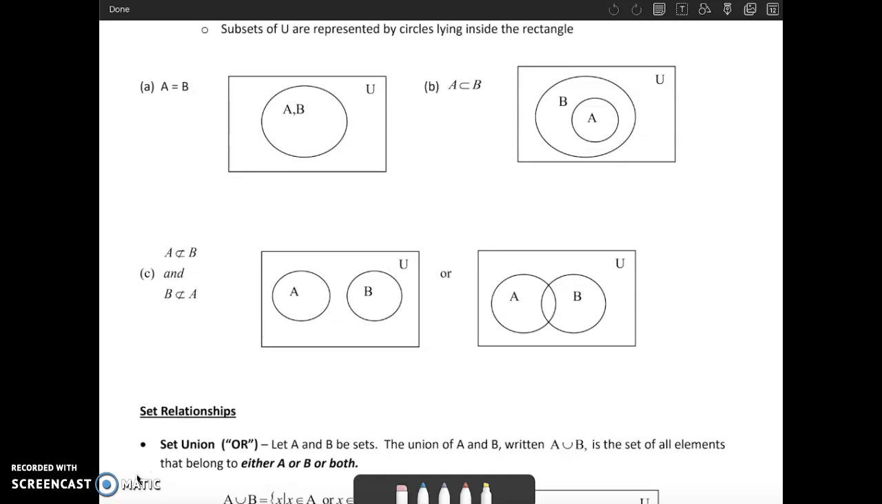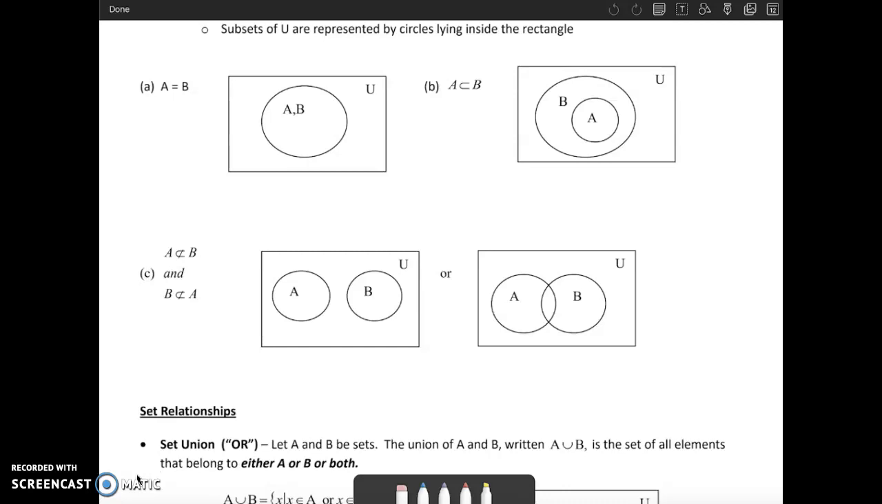The first image represents A equaling B. So notice we have the rectangle U, and inside of it we have a single circle representing both A and B. So A and B are then two sets that are completely equal to each other. They're the same set represented by the same circle.